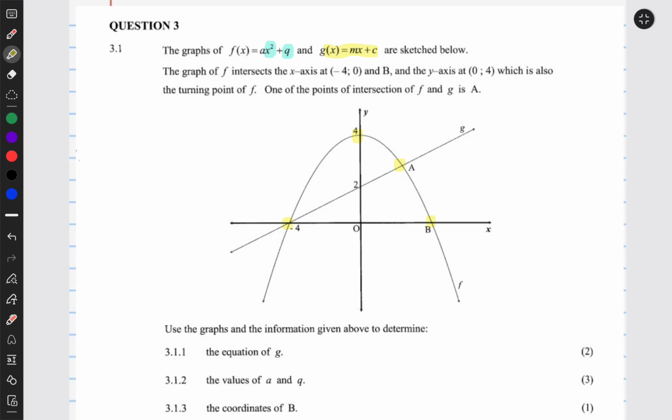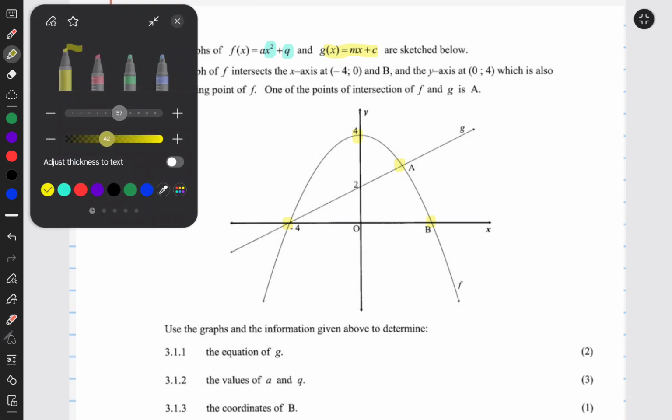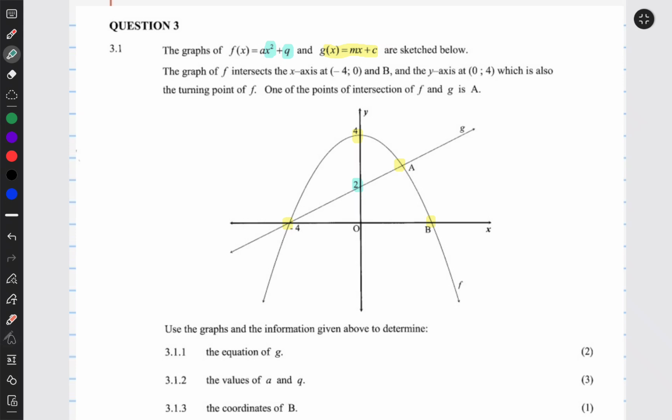In order to determine the equation of g, we need to find the value of m and c. What is the value of c? The value of c is the y-intercept. It's where our function cuts the y-axis. From the graph we can see that the y-intercept is at 2. So the value of c is 2, and then once we have 2 coordinates, we can find the value of m, because m is our gradient. So let's get into 3.1.1.